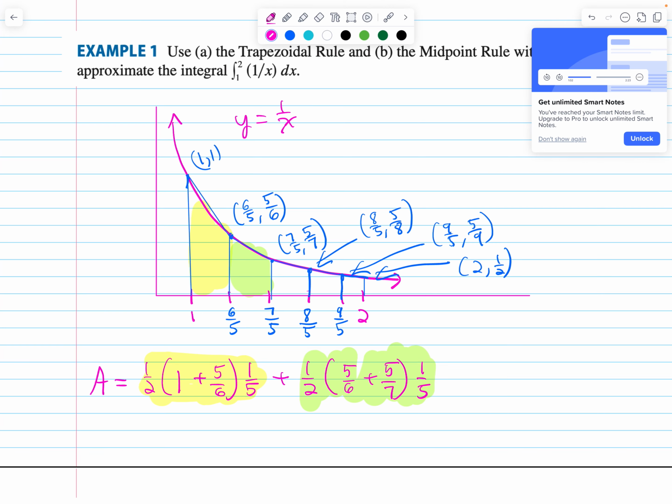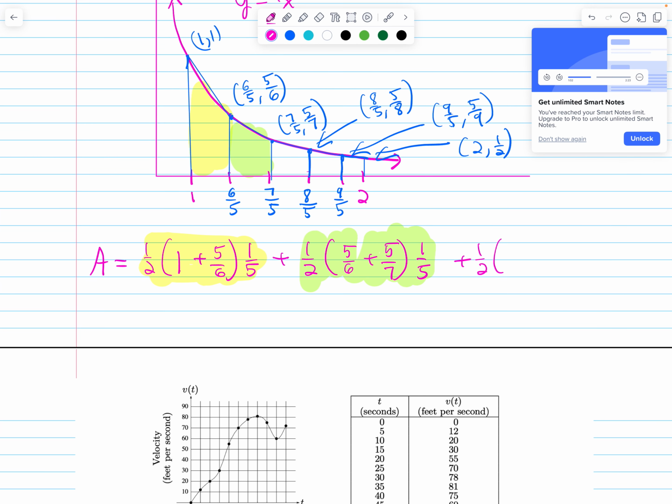And we're just going to keep going. We are going to do 3 more trapezoids. 5/7 will again be the side length, and then 5/8 will be the next one, times the delta x of 1/5.